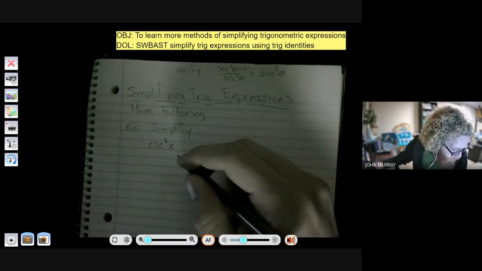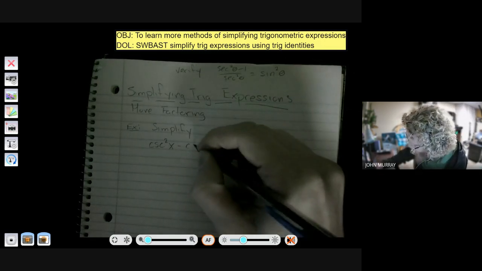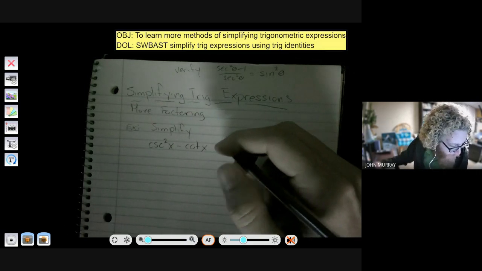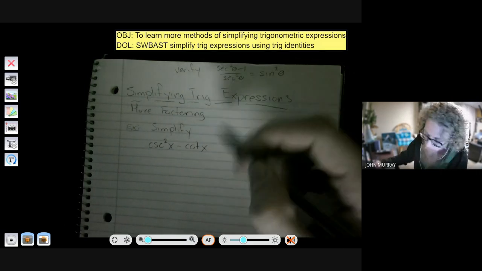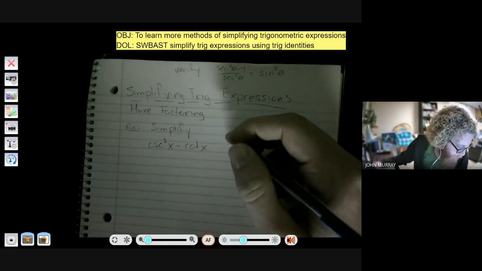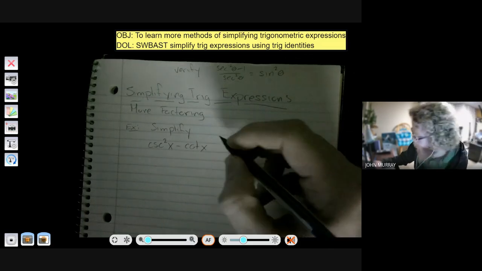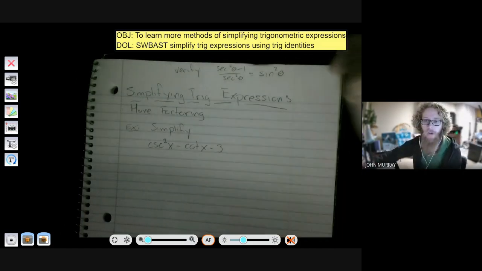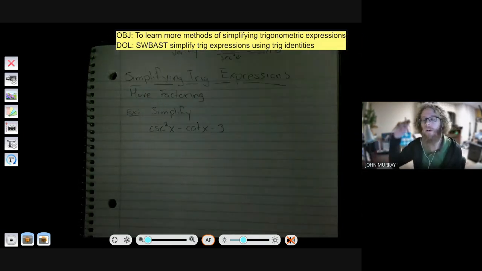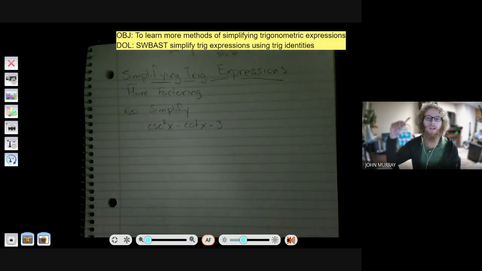Now, again, you may see a bunch of different variables following the trig functions, right? We have theta, we have x, we have t sometimes, we have omega, the w. If you want to replace them with a variable you're more comfortable with, go ahead, right? But they all just mean the same thing. Okay, so here we want to simplify cosecant squared minus cotangent minus 3.